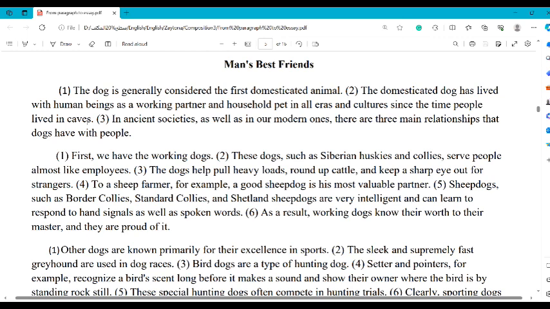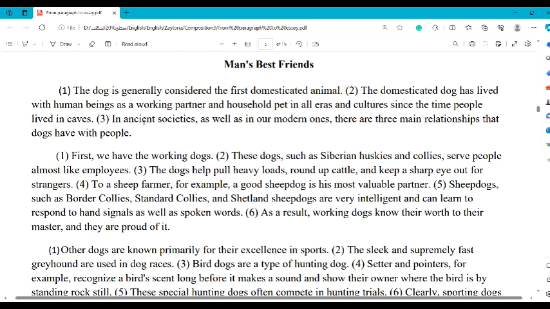You know the word cave? Since the time people lived in caves, they have had a dog as a partner. Partner means a companion, a friend. Okay? In ancient, the word ancient means old.